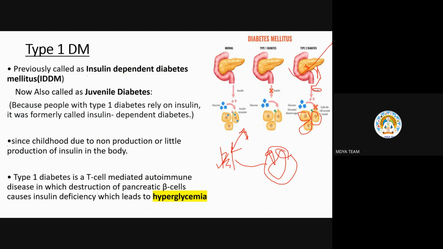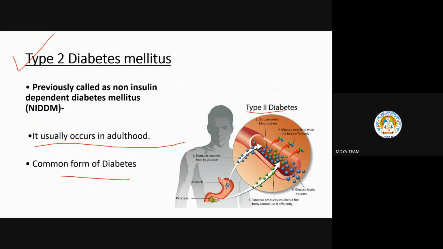Understand this one also. Hopefully I'll show you here also. What is happening? The stomach converts food to glucose. Okay, this is normal. Glucose enters the bloodstream. Though lots of insulin is also there, the pancreas produces insulin, but our cells are not accepting it. So the glucose level increases, the pancreas produces insulin, but the body cannot use it efficiently, because the body cells are not accepting it. Again, though there is lots of glucose in the body, the cells are still starving.